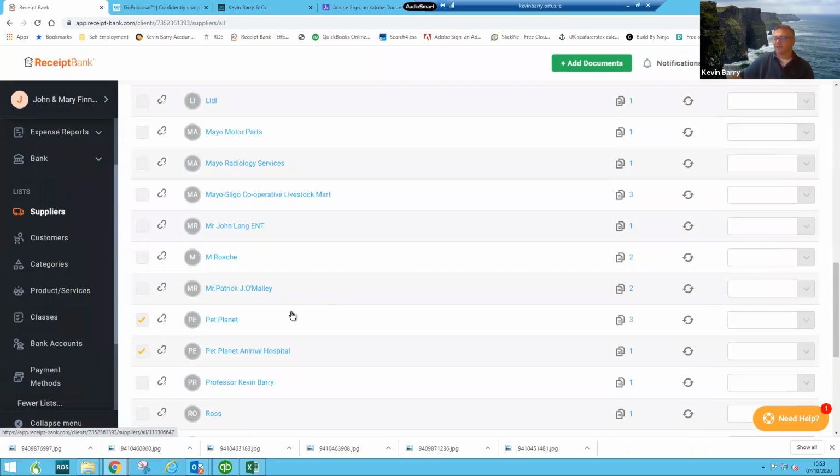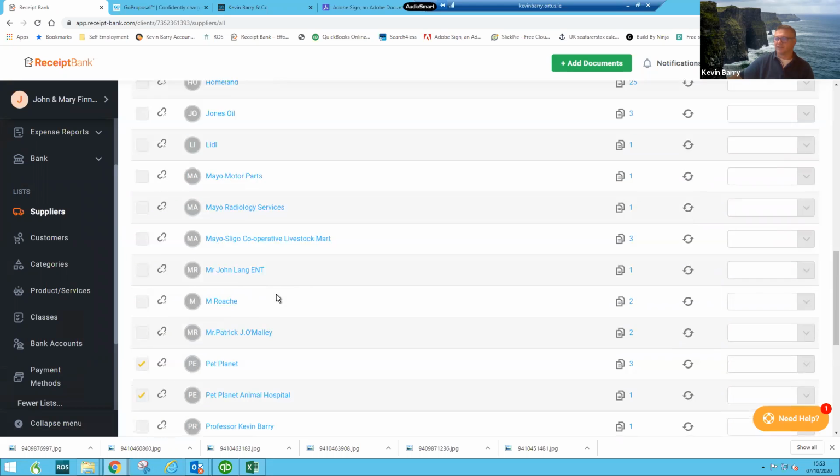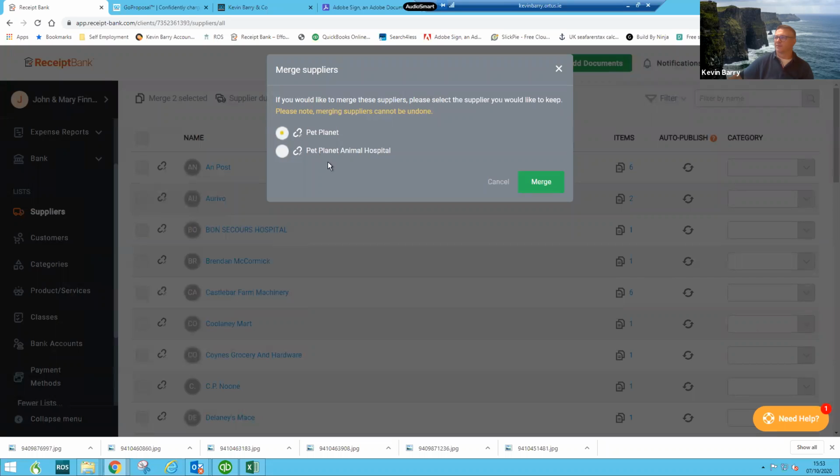Okay, so if there's a double up of receipts, just highlight them here under suppliers, you'd have the list, then merge the two selected. So we'll call it as Pet Planet.